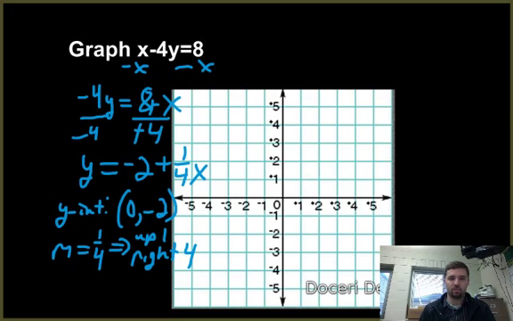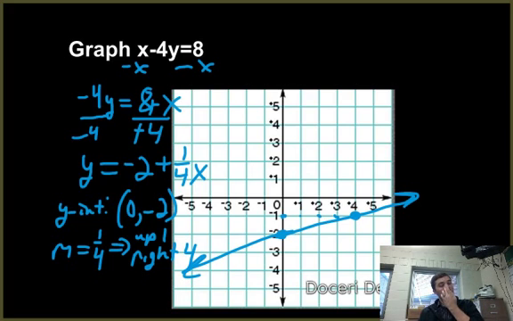All right, so plot the y-intercept first. That's at 0, -2. My slope is 1 over 4, so I'm going to go up 1 unit, and then I'm going to go over 1, 2, 3, 4 units, and connect the dots. Okay, and that's how I graph the line.